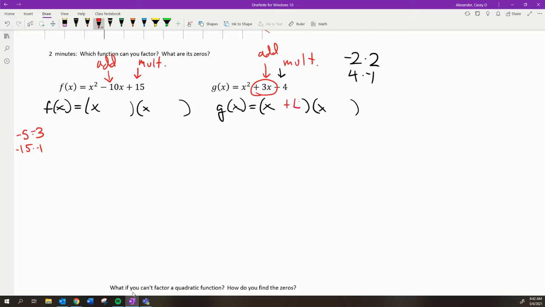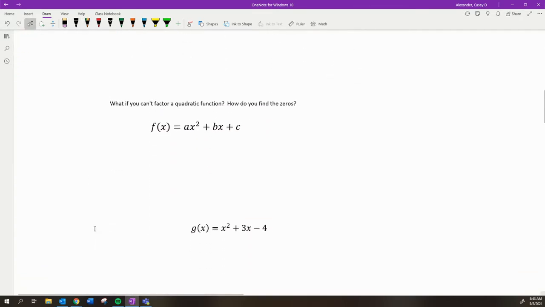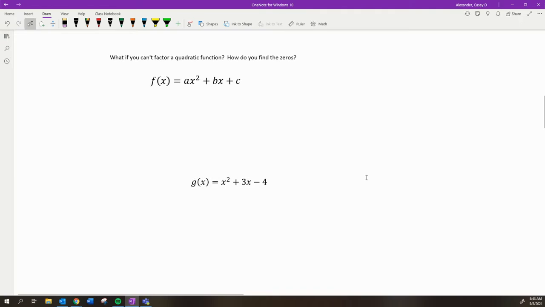And so it was x plus 4 times x minus 1, and that let us figure out that the zeros were x equals negative 4, because negative 4 plus 4 is 0, and x equals positive 1, because 1 minus 1 is 0. And that's a great way to find the zeros. If you can't do that, you could complete the square maybe and graph it and see if you can find the zeros that way. But what if you can't factor it and completing the square is not that great?